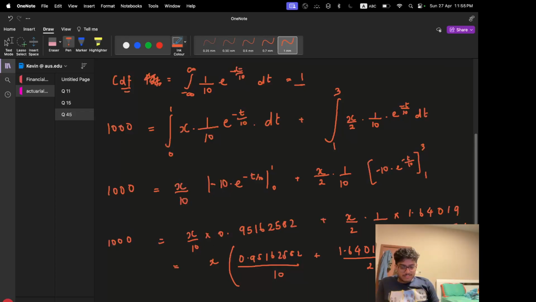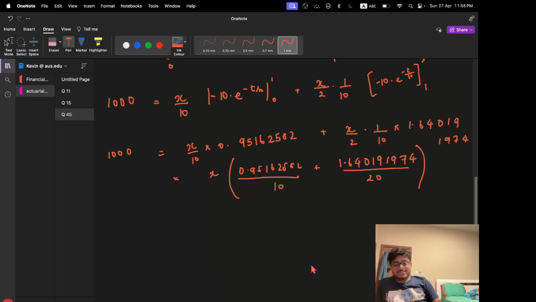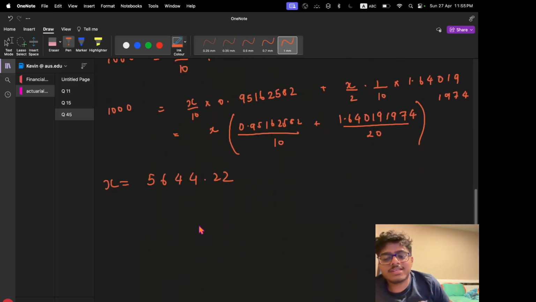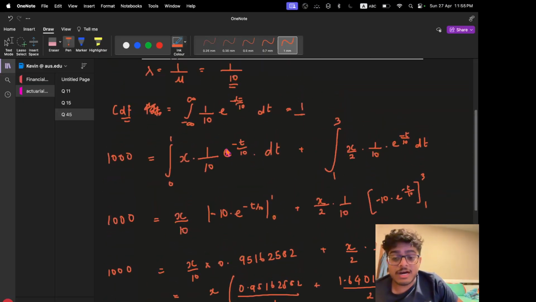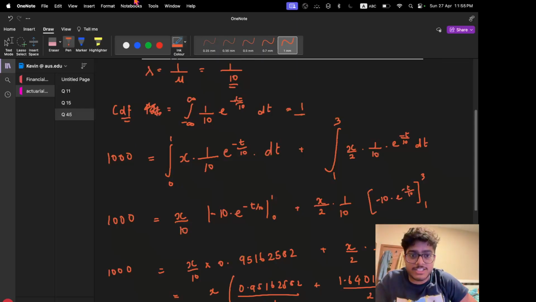1000. So basically, I'm getting 1000 divided by 0.177172181. The answer I'm getting is x is equal to 5644.22. 5644. Option D is the correct answer. So the trick over here is you have to know how to calculate the expectation of an exponentially distributed system, and like you saw over here, it's g of x times the probability, which is lambda times e raised to minus t lambda.